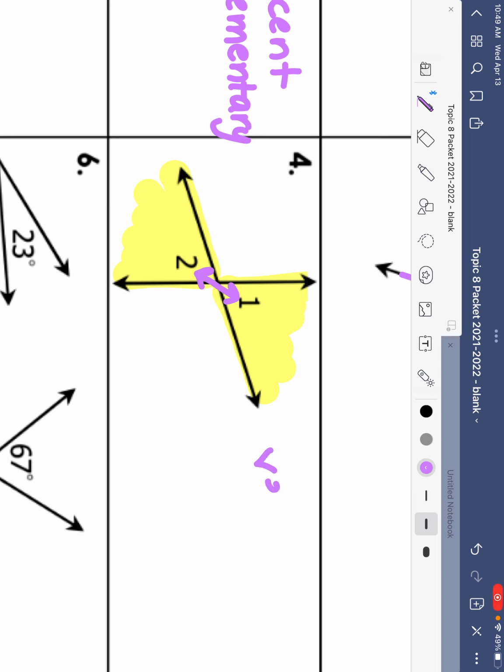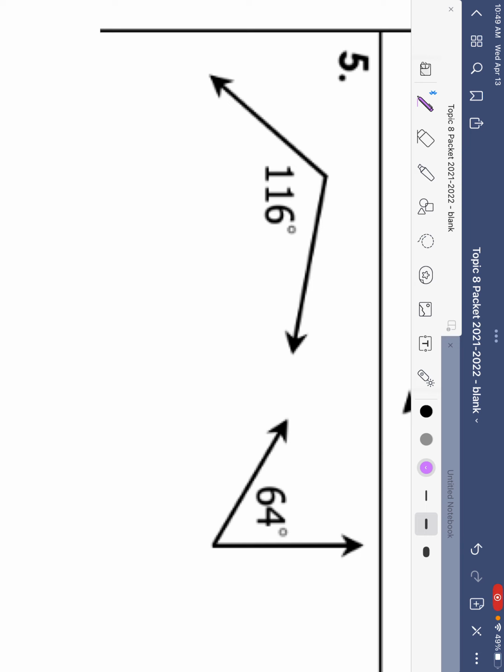Okay, now number 5, we've got 2 angles. One is 116 degrees, one is 64 degrees. I don't know what that adds up to, but I can easily figure that out. 116 plus 64, you can use your calculator or you can do this by hand. 6 plus 4 is 10, so carry my 1. 6 plus 1 is 8. And then bring down that last one. They add up to 180 degrees. So because they add up to 180 degrees, I know that these 2 angles are supplementary.